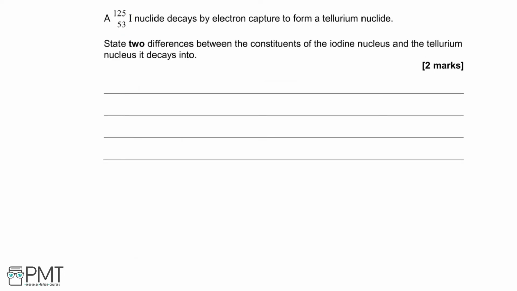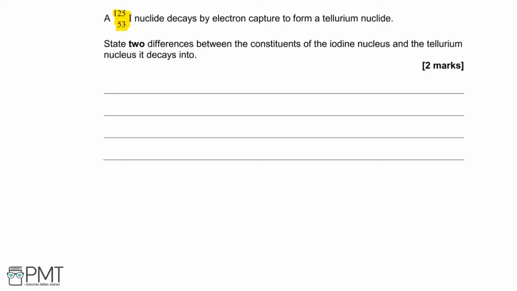An iodine 125 nuclide decays by electron capture to form a tellurium nuclide. State two differences between the constituents of the iodine nucleus and the tellurium nucleus it decays into. So let's first of all work out what's happening with electron capture in this nuclide. With electron capture, what typically happens is a proton absorbs an electron. You could say that it captures the electron and it turns into a neutron. So what you've got there is a balancing of charge where you're combining a positive proton with a negative electron to form a neutral neutron.